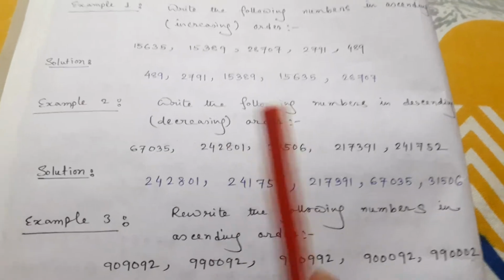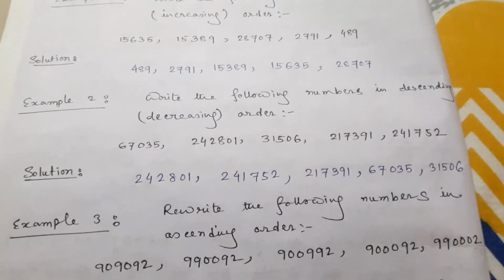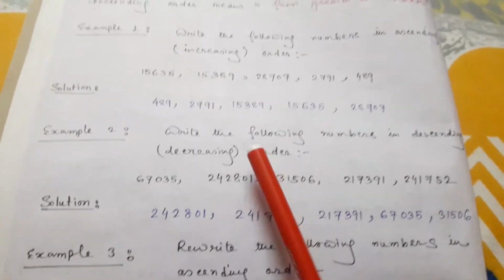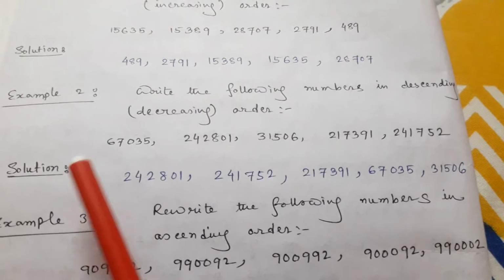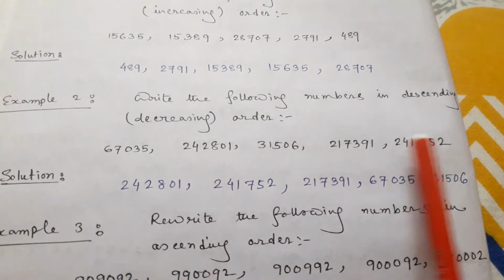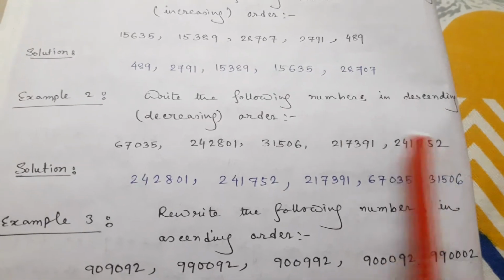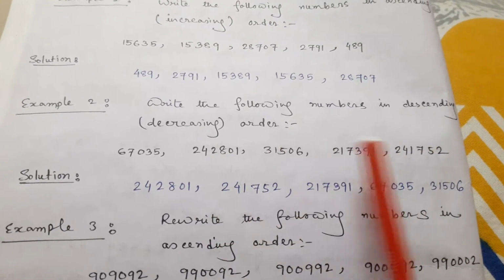Now come to the next one. Write the following numbers in descending order. So descending means decreasing. That means greater to smaller. So we have to start from the greater number. Now see, these two numbers are 5-digit numbers and these 3 numbers are 6-digit numbers. So first we will compare the digits of these 3 6-digit numbers.